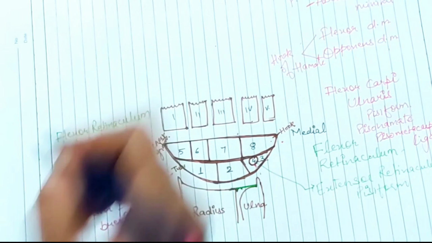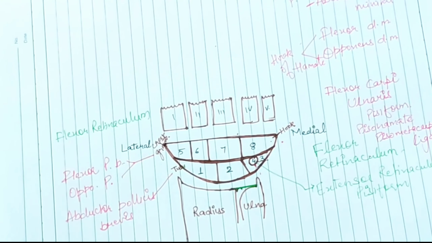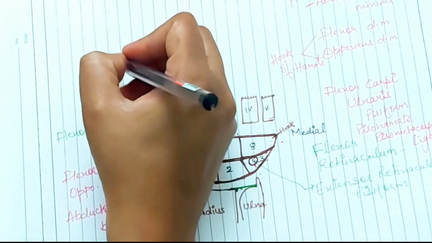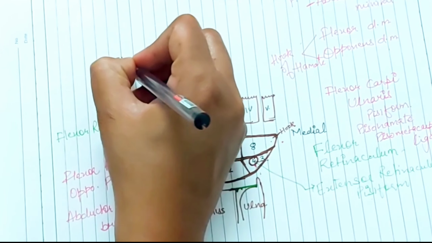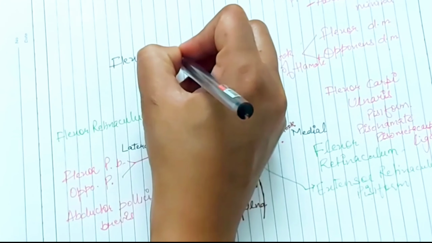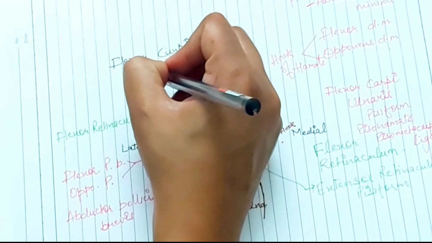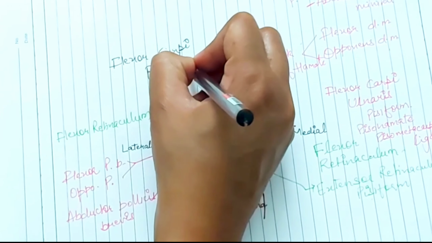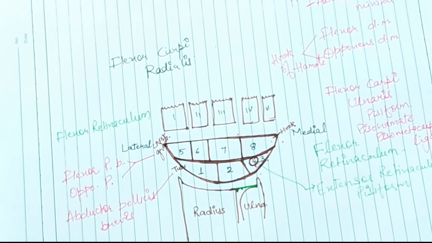Now the groove of trapezium, the most important part: in the groove lies the tendon of flexor carpi radialis. So these are the important attachments which you have to learn. First, you have to know the four pillars. Then the attachment of flexor retinaculum, and then the muscles of the thenar and hypothenar eminence. The flexor carpi radialis tendon passes through the groove which is present on the trapezium.